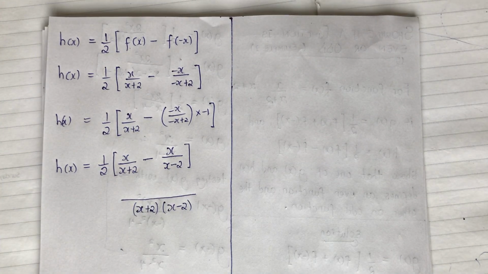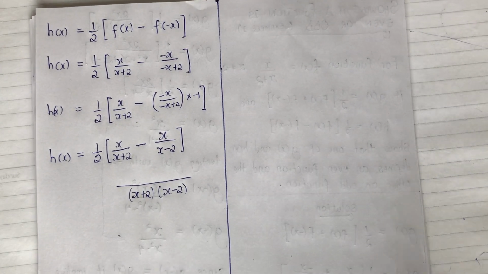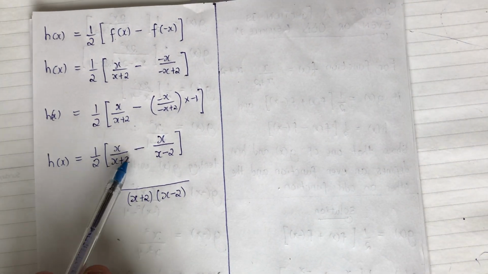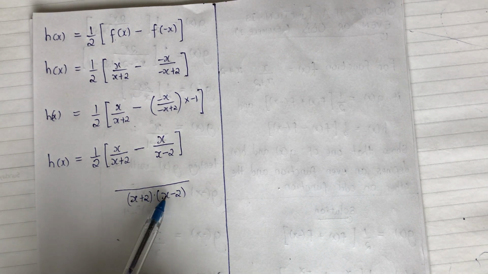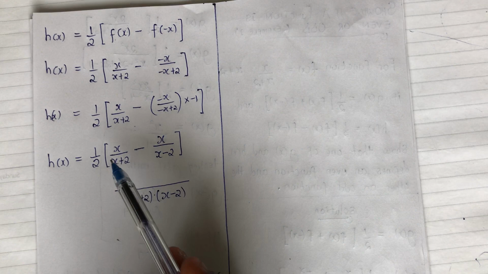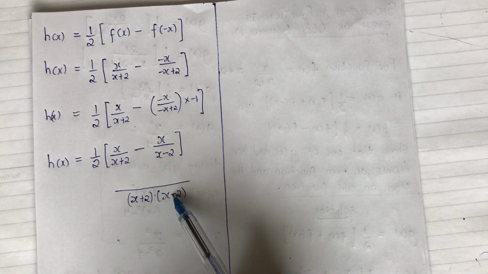For multiplication and division, you don't take LCM. That is basic maths. So let me box on. X plus 2 will take care of this. It will cancel. We are left with 1 times this, giving us x minus 2. So this will cancel this. We are left with x minus 2.